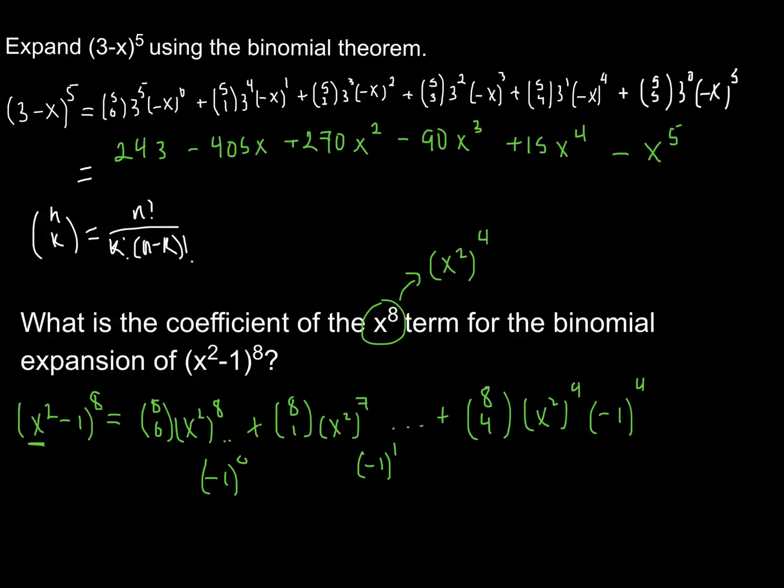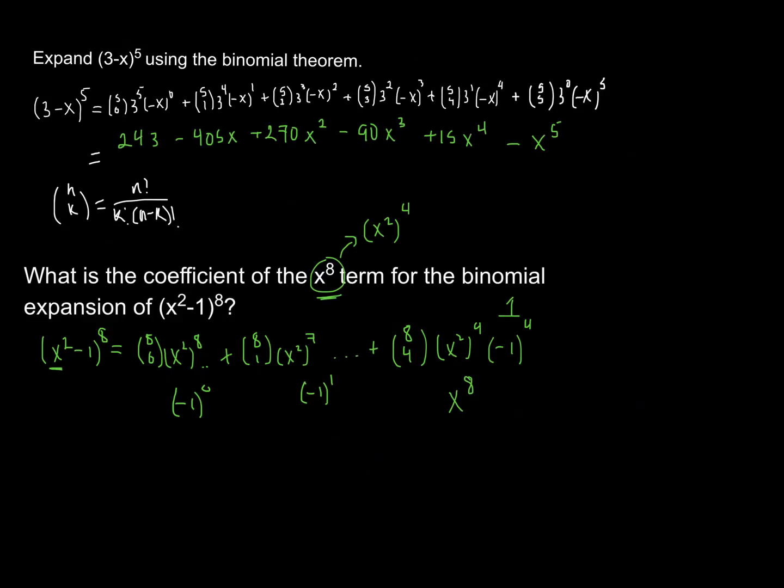Okay, so when I get to the 4th here, I know I'm going to have negative 1 to the 4th. 8 choose 4, what I would do is calculate 8 choose 4, and calculate negative 1 to the 4th, and I know that x squared to the 4th is going to be x to the 8th, which is exactly what I was looking for. So negative 1 to the 4th is negative 1 times negative 1 times negative 1 times negative 1, which is positive 1.